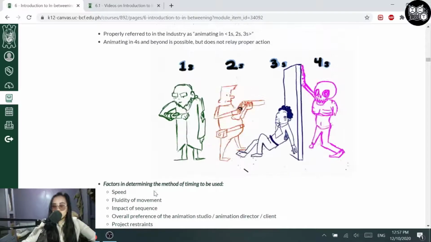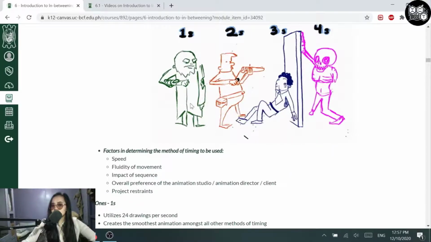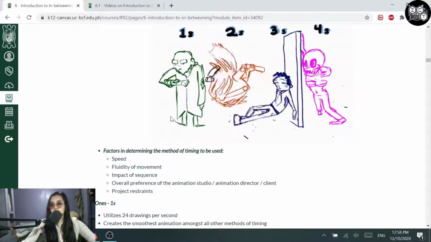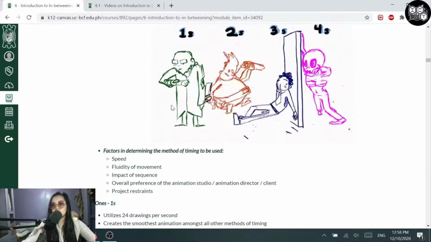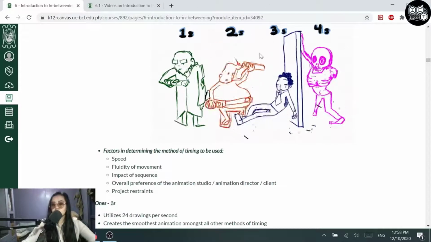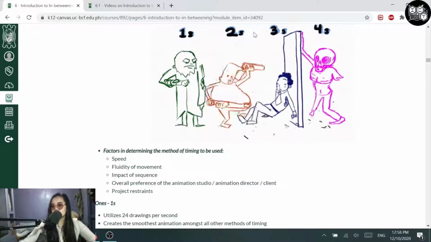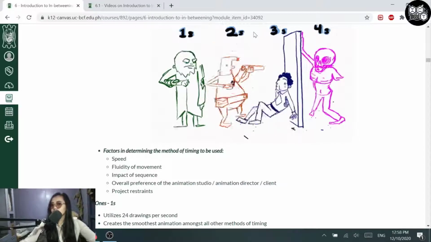For example, ones is the most expensive one, which you'll learn later, and is usually used for Disney animation. Disney animations tend to have a lot more budget, so they have the liberty to use ones. Twos is mostly used for Warner Brothers, Hanna-Barbera. The context right here is that for Looney Tunes, Hanna-Barbera, all of those animations came after World War II.